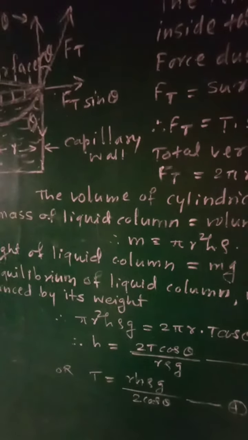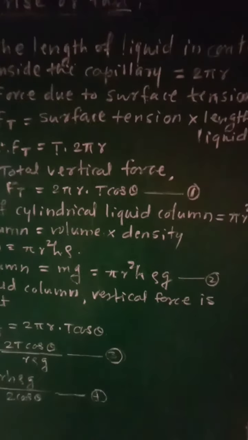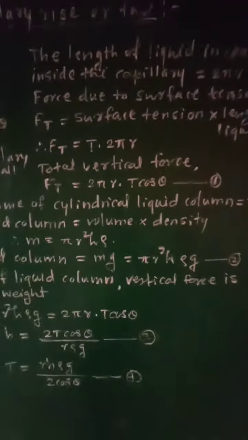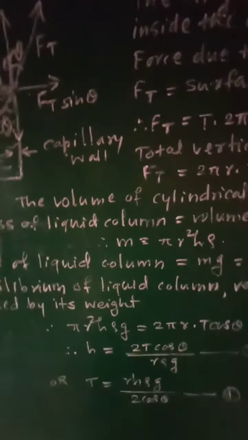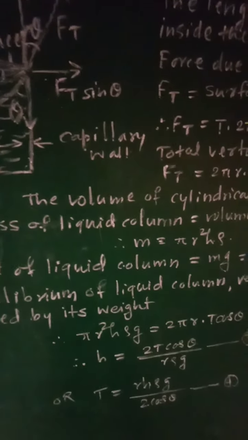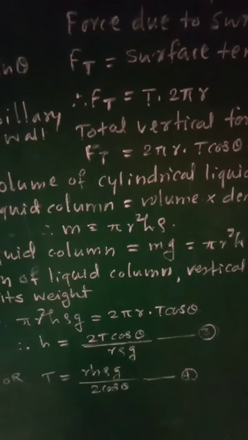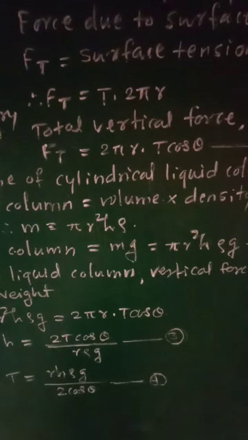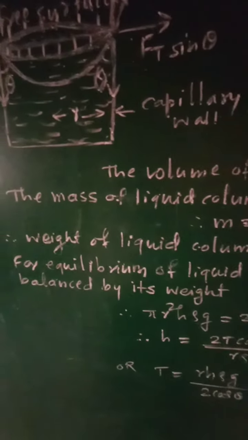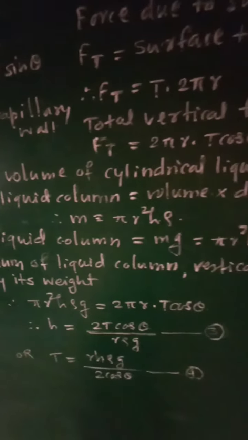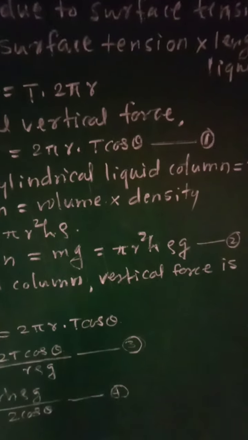Now, the volume of cylindrical liquid column will be equal to pi r square h, and hence the mass of that liquid column will be equal to volume into density. If rho is the density of the liquid, then mass of the column m will be equal to pi r square h rho. Therefore, the weight of the liquid column, that is mg, will be equal to pi r square h rho into g, equation number 2.